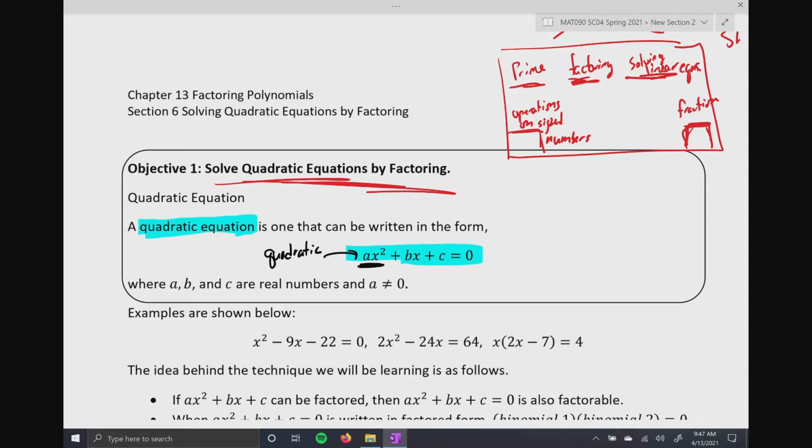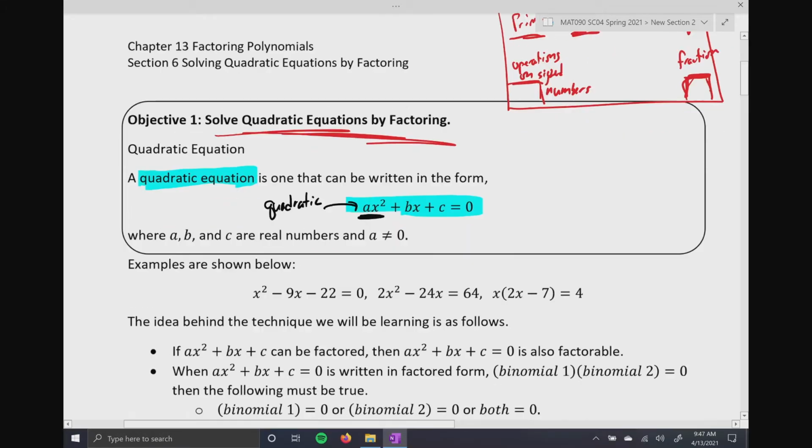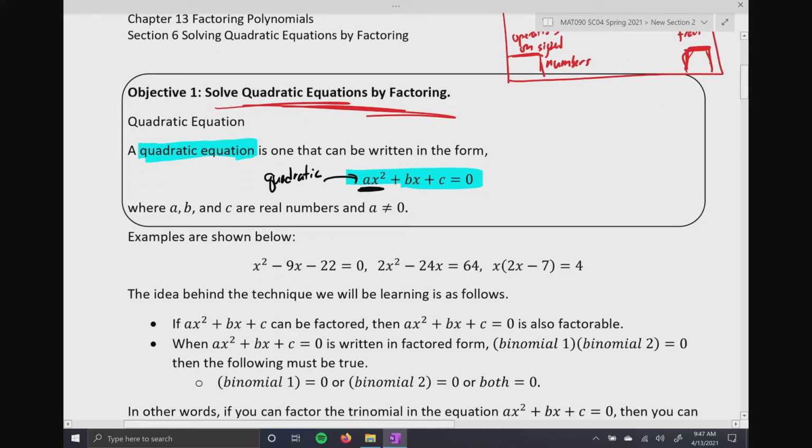The third one, x times the quantity 2x minus 7 equals 4. I know it doesn't look quadratic because this x is raised to the first power and that x is raised to the first power. However, if you were to distribute, you get 2x squared minus 7x equals 4. It's quadratic, okay? All right, are there any questions with that?